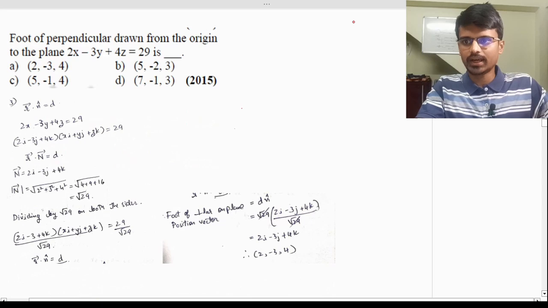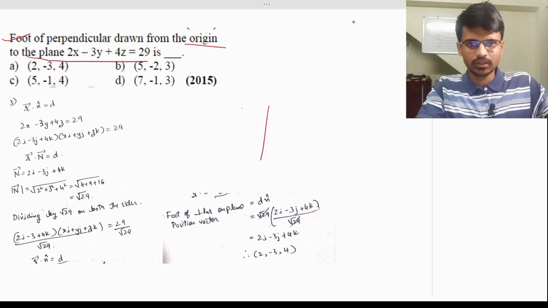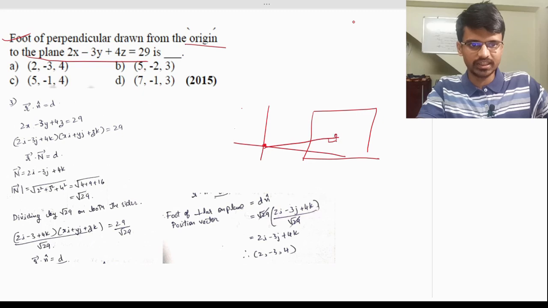So here they are asking us for the foot of the perpendicular drawn from the origin to the plane. Say this is our origin, and this is our plane. From the origin if I draw a perpendicular, so this is 90 degrees, this is in 3D. So the coordinates of this point they are asking us. Okay, we can find that out.